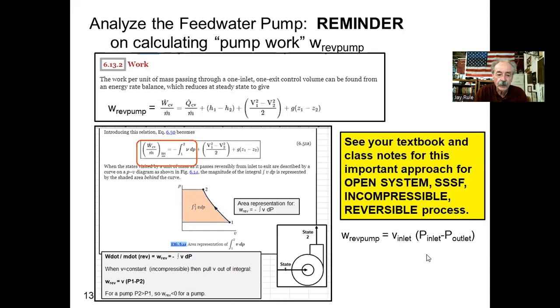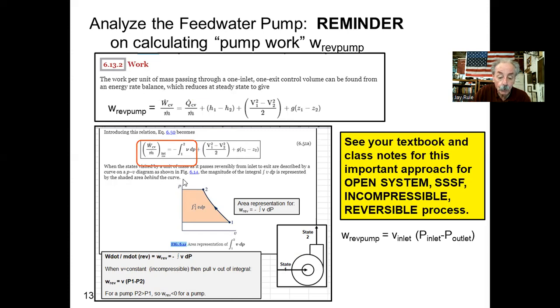So now we're going to go back and review your textbook from chapter 6, the reversible work for a pump, W dot over M dot, W reversible for a pump. This is a review of chapter 6, and I've tried to show a sketch. Here's our pump. Ignore state 1 and state 2. This is just a sketch of my pump. Some reading from your chapter 6.